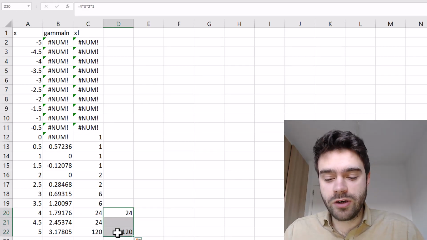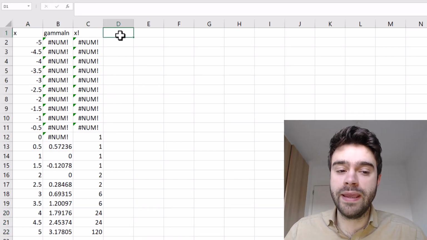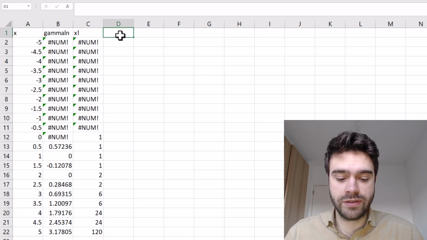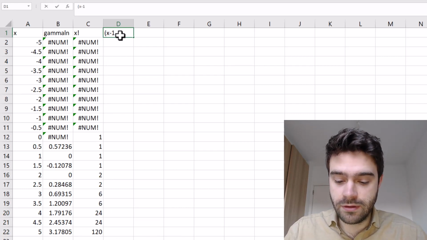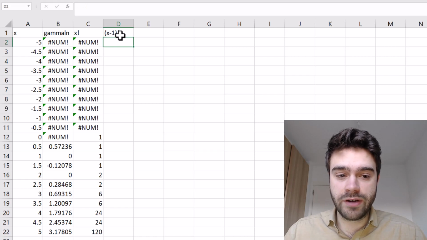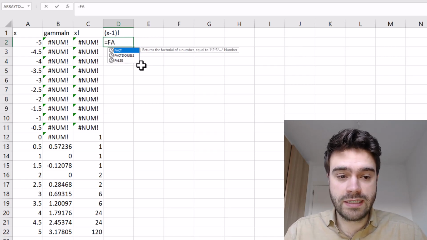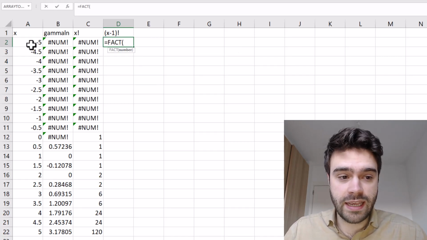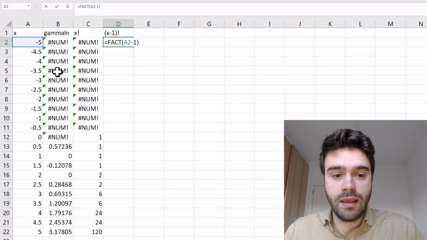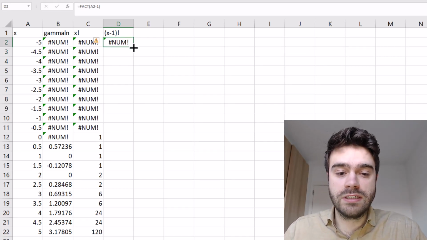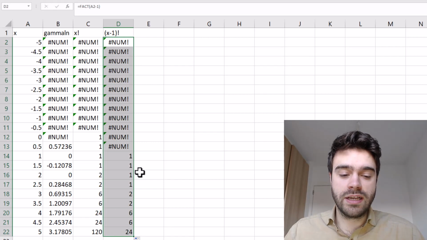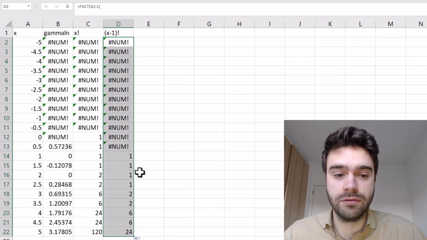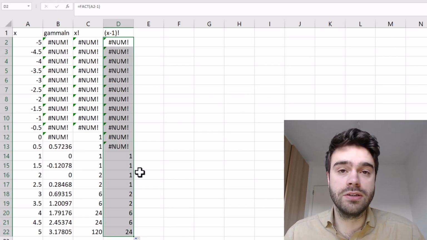Now what the gamma function does is subtract 1 from x and then take the factorial of that. So it would look like this, x minus 1 and taking the factorial of that. We could also write this in Excel as FACT and then x minus 1 and press enter. Once again, we get a calculation error. And as you can see, our values have shifted 1 down, obviously because we subtracted 1.